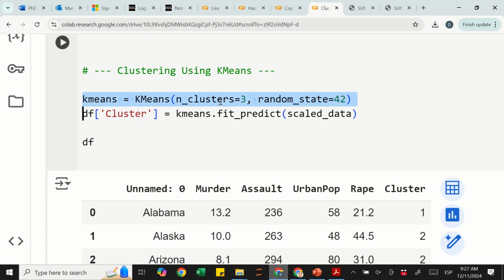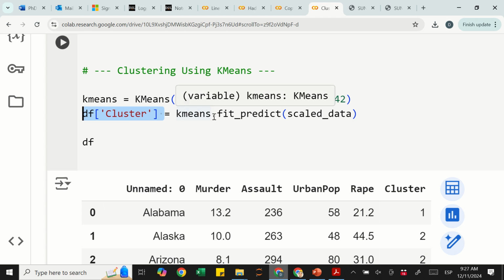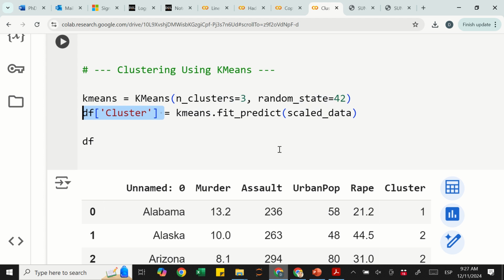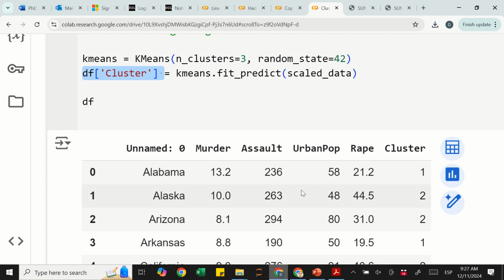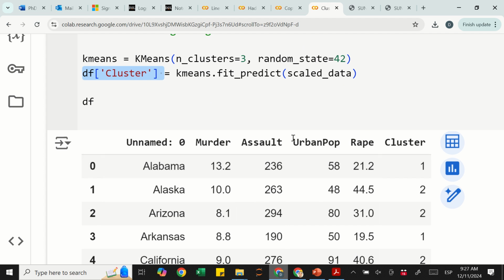Okay, so once we load the algorithm here, k-means, we need to provide the data, the scaled data, right? And I'm saving that in a new column, cluster, because we're labeling the data. With k-means fit_predict, you get for each observation the information about which cluster it belongs to. For example, here Alabama belongs to cluster 1, Alaska to cluster 2.